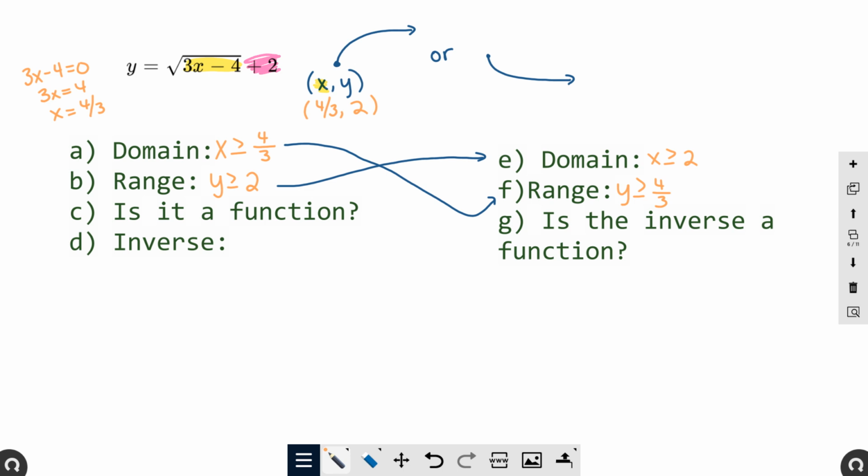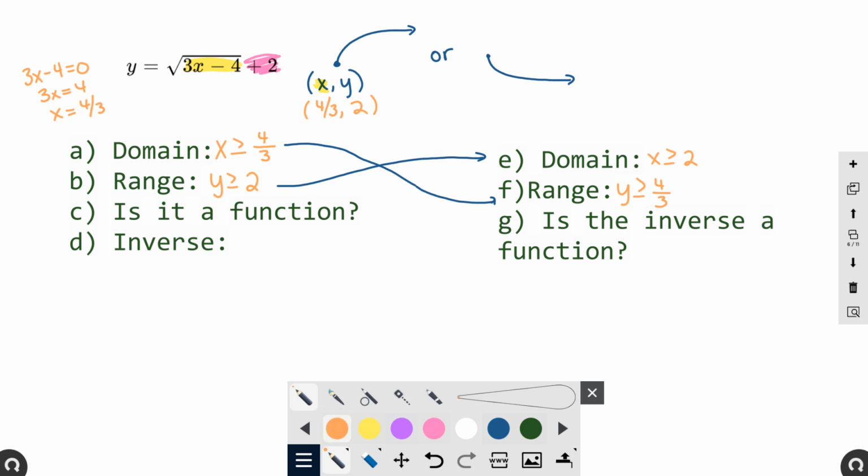So now we have this next question. Is it a function? Yes, it is a function because it will pass the vertical line test.